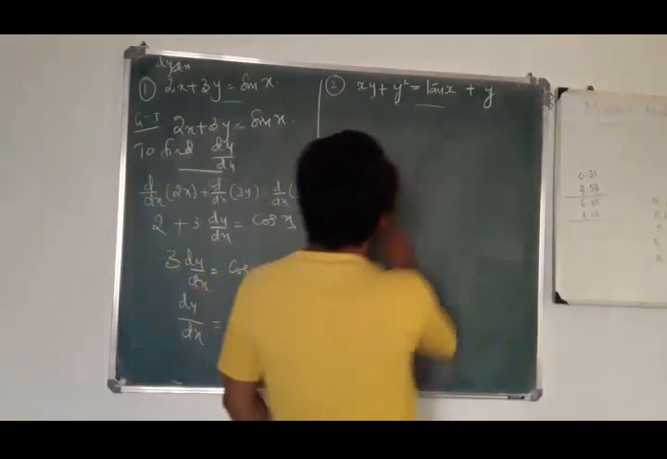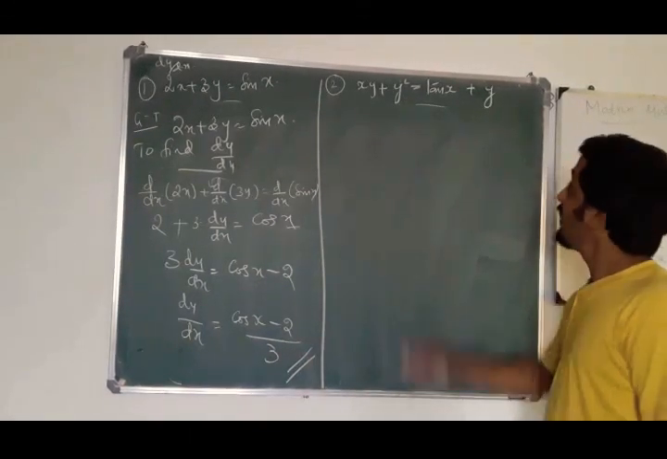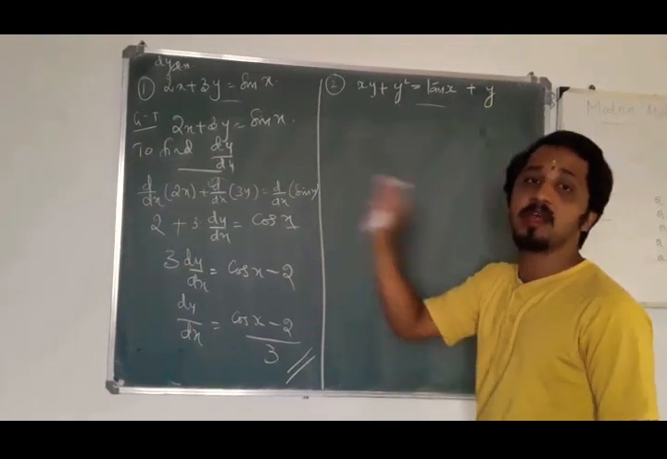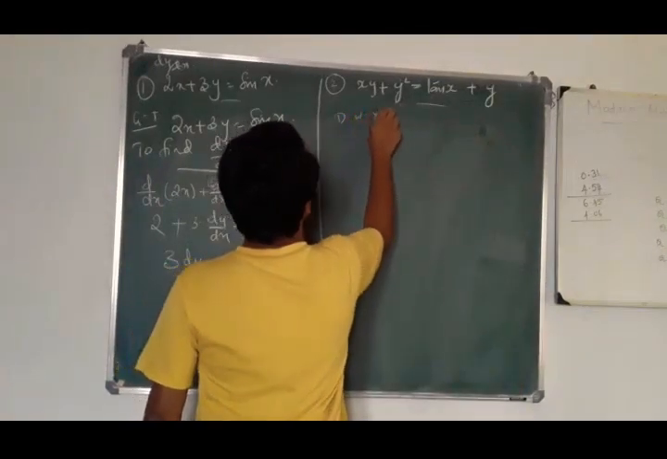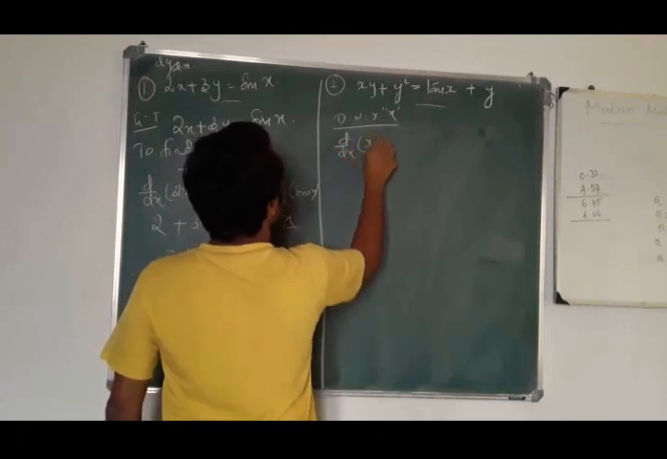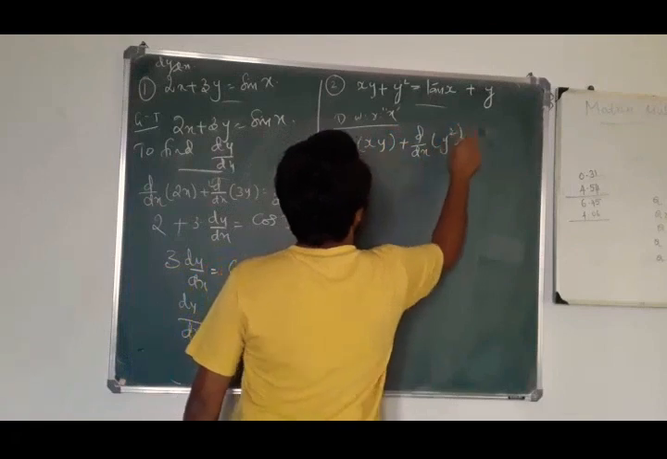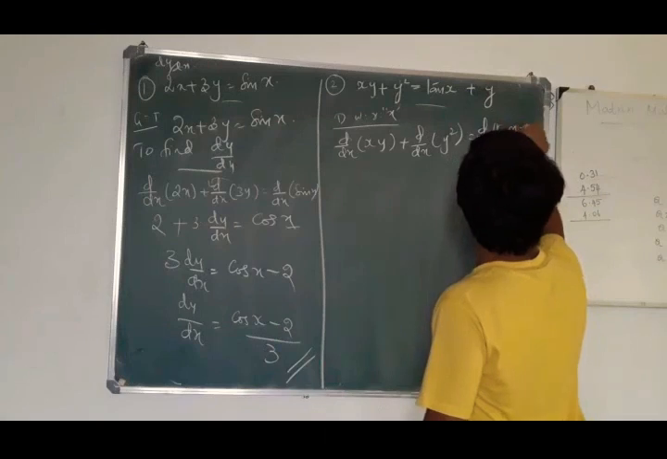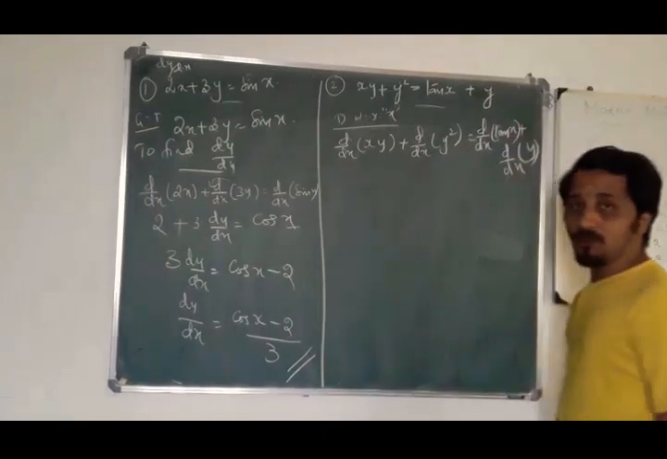Now, the second question is xy plus y square is equal to tan x plus y. Don't consider tan of x plus y. Tan x is one function plus y is another function. So differentiate with respect to x. That means d by dx of xy plus d by dx of y square is equal to derivative of tan x plus derivative of y.